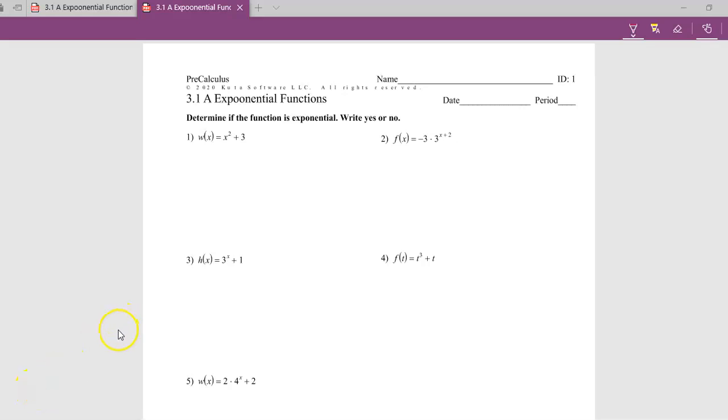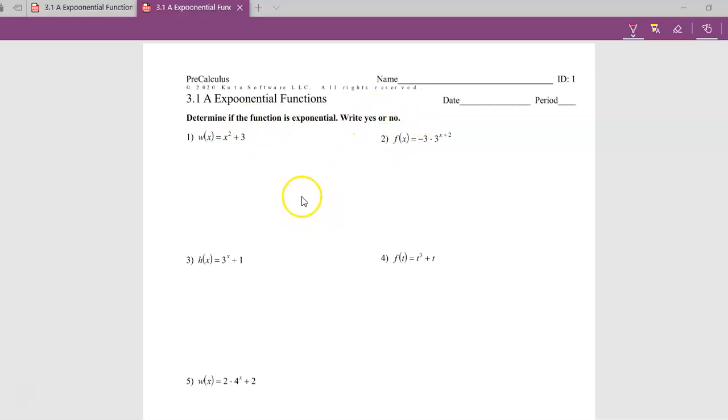All right, this video is for 3.1 Part A, exponential functions. The first part of this assignment is just to determine if you can recognize an exponential function. So you're really just looking it over and deciding, is this exponential, yes or no?